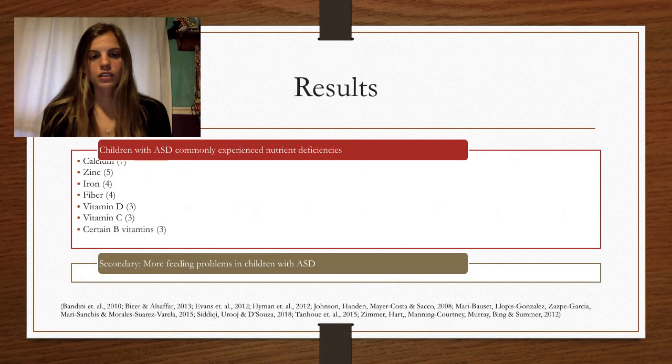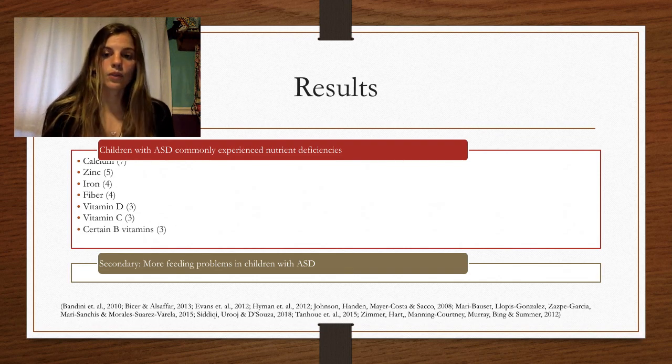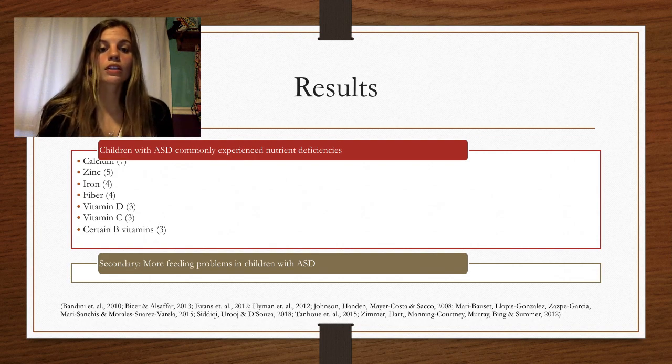The overall results of these 10 studies indicated that children with autism commonly have nutrient inadequacies and are at an increased risk of developing these. More specifically, 7 of the 10 articles indicated that calcium was commonly deficient. 5 articles indicated that zinc was commonly deficient. 4 articles for iron. 4 articles for fiber.